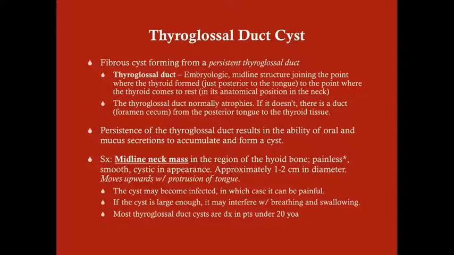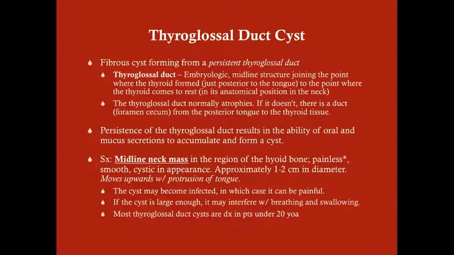And normally, the thyroglossal duct involutes. And so you don't have this duct anymore. And the only remnant that you have is this little, I'd call it a depression on the back of the tongue, on the posterior tongue, called the foramen cecum. However, in patients with a persistent thyroglossal duct, this duct can still be open.